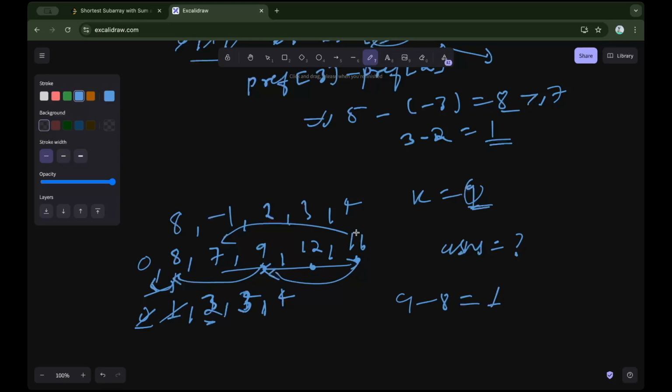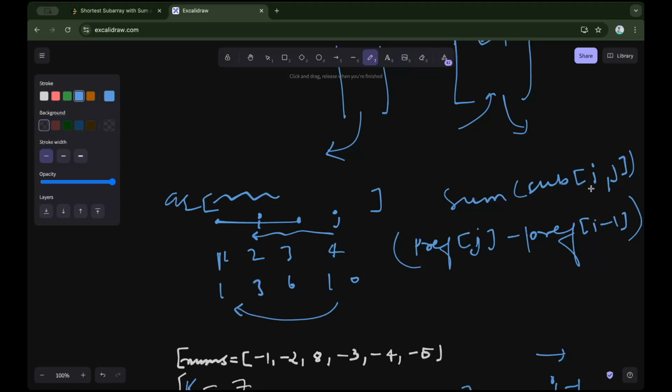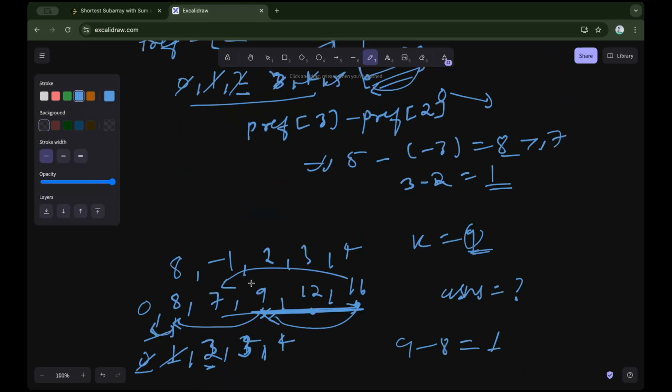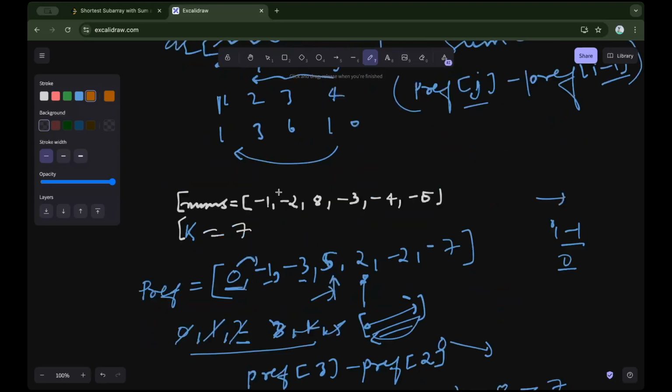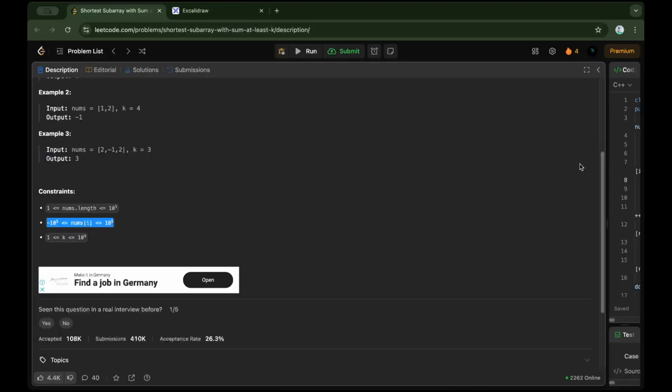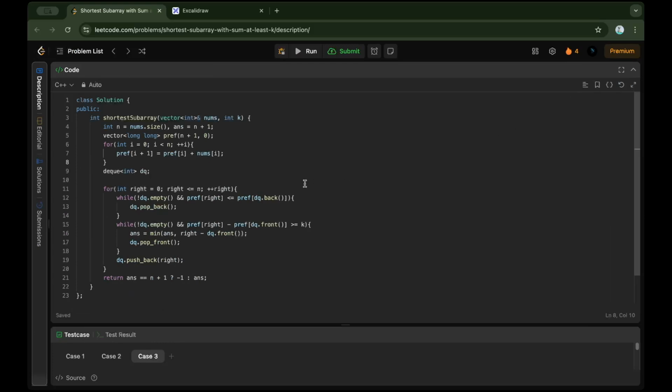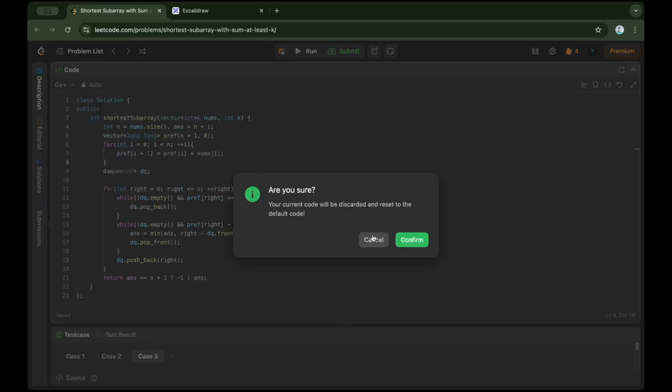Now you must be wondering, if I'm subtracting from here, then why am I considering this? Because remember when I wrote that the sum of the array from i to j is prefix j minus prefix i minus 1. This is what we are doing. And this is fairly easy to implement, just trickier to understand. And I love these kinds of problems. I actually submitted this just now, but I'll try to code it again.